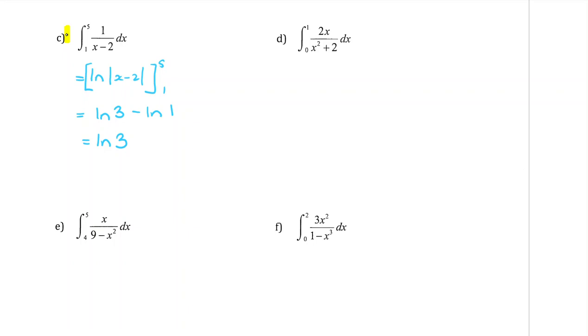So let's put a little note in there. So we'll just say, however, this definite integral is meaningless as it crosses an asymptote at x equals 2.